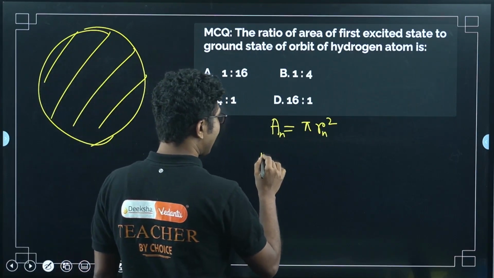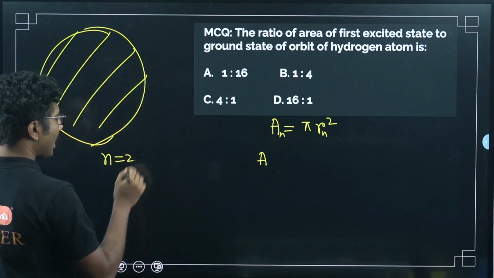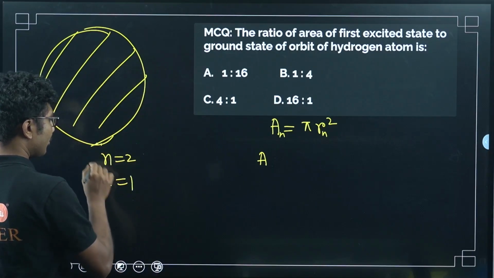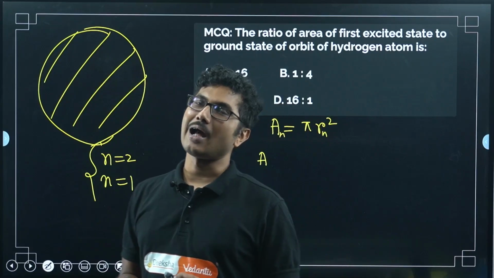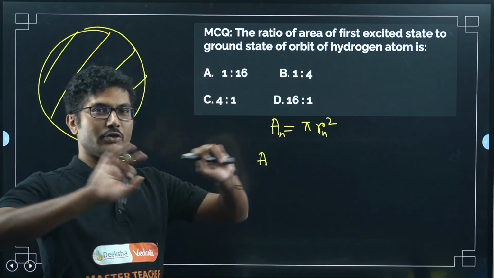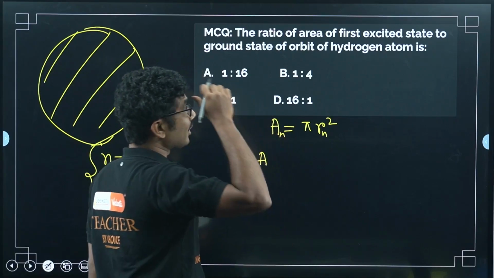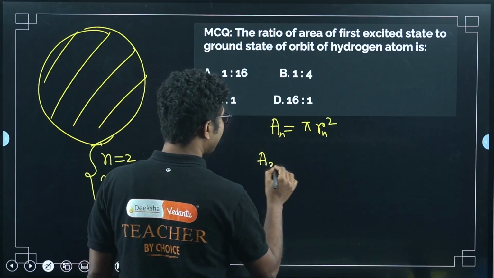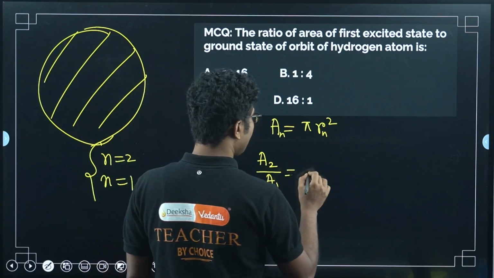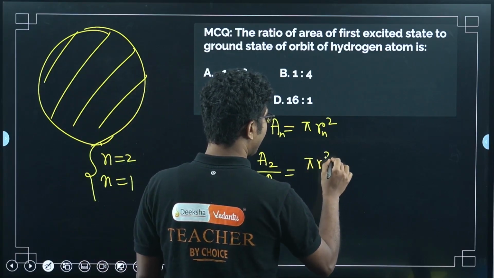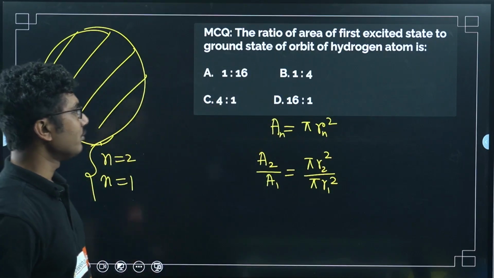What they have said is, first excited state is when n equals 2 and ground state is when n equals 1. Don't get confused. First excited state does not mean n equals 1, and ground state does not mean n equals 0. There is no 0 here. Be careful, there is no 0. So what we are trying to find is the area of the first excited state, that is A2, divided by the ground state, that is A1. That is pi R2 square divided by pi R1 square. This is our target to calculate.